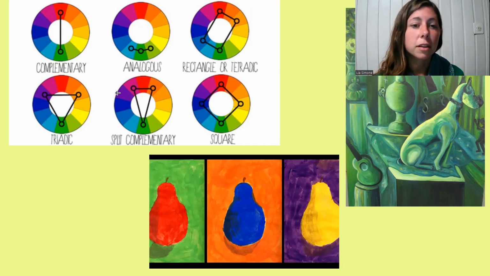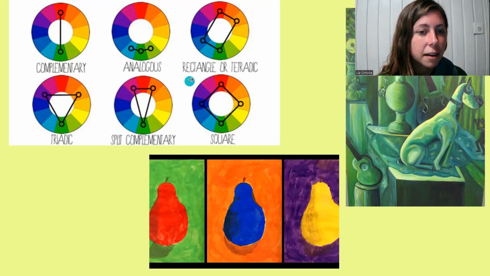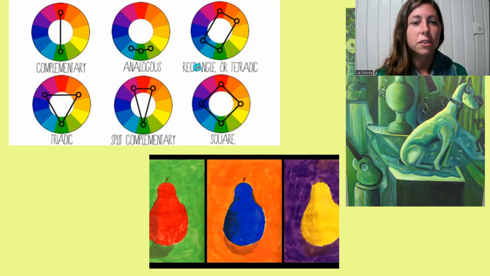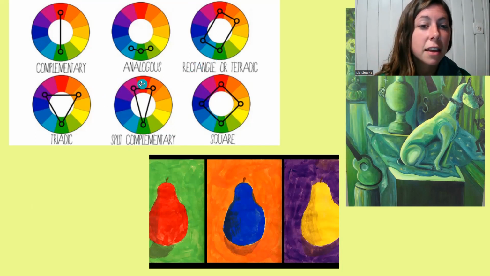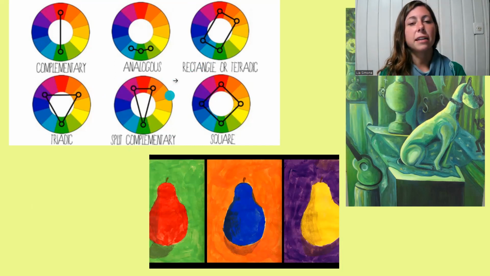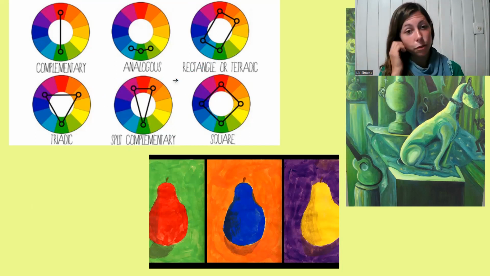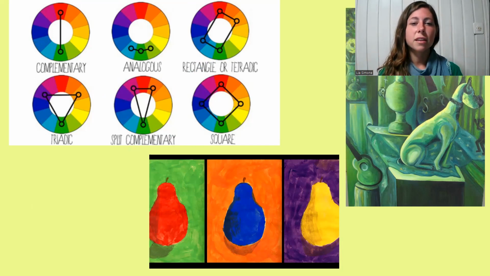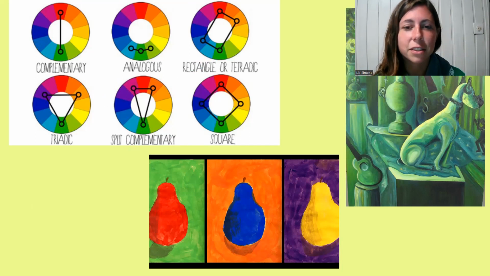You can use this triangle pattern. It's not equilateral. I forget what this triangle is called, but it's a more narrow triangle. So you're choosing two colors that are two spaces apart and then one color that's on the opposite side. And of course, the triangle can be rotated to any part of the color wheel to try different combinations.